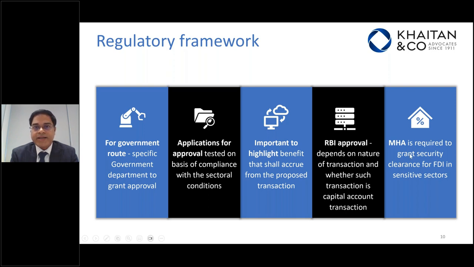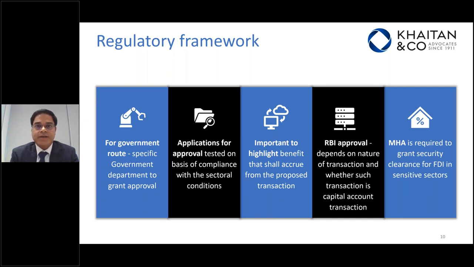Lastly, as I mentioned, depending on the nature of the transaction, whether it is a current account transaction or a capital account transaction, an approval requirement may also get triggered. It may happen that the sector is under the automatic route, but either the sectoral conditions are not being complied with, or some of the conditions with respect to foreign exchange provided in the policy framework are not being complied with. Then an approval requirement may get triggered from the Reserve Bank of India as well. This approval requirement is in addition to what I just discussed with respect to the sector regulator.